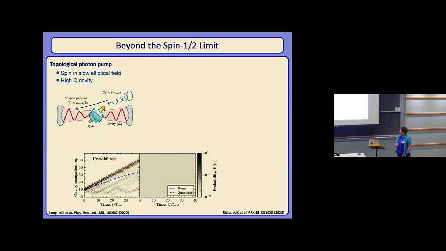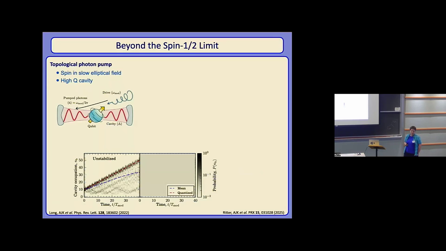And so I started this talk talking about this topological photon pump with a spin 1/2 in a cavity and the elliptical field. And if you compute the pumping dynamics of this in the presence of, say, diabatic errors in the qubit, then this is a simulation that David did, starting from a 10-photon Fock state and looking at the distribution of photon numbers as a function of time.